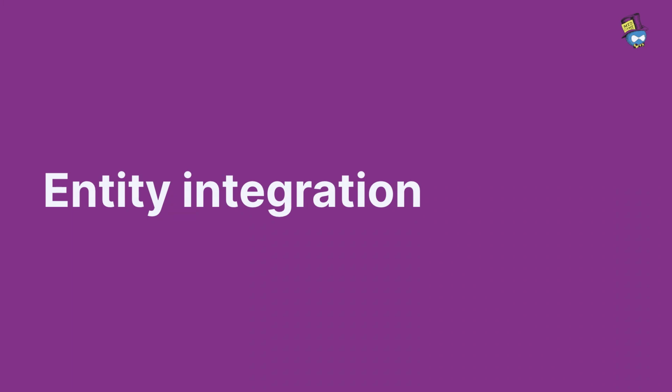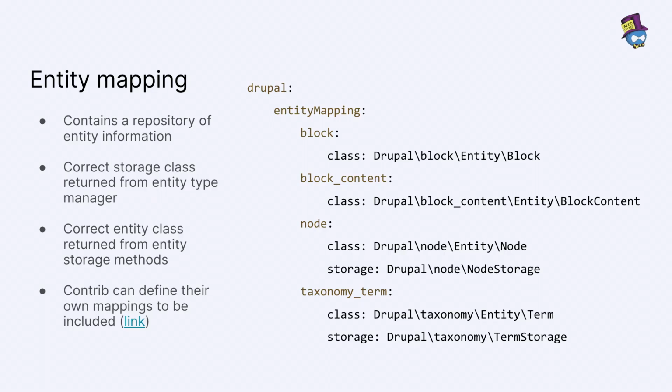We have some pretty cool entity integration. This is one of my favorites that a contributor gave in. This was one of the big first outside-of-me contributions from folks. I was like, this is cool. So it contains a repository of entity information. It's a little bit hard to see, but it says entity mapping block. Here's the class for the block entity type.